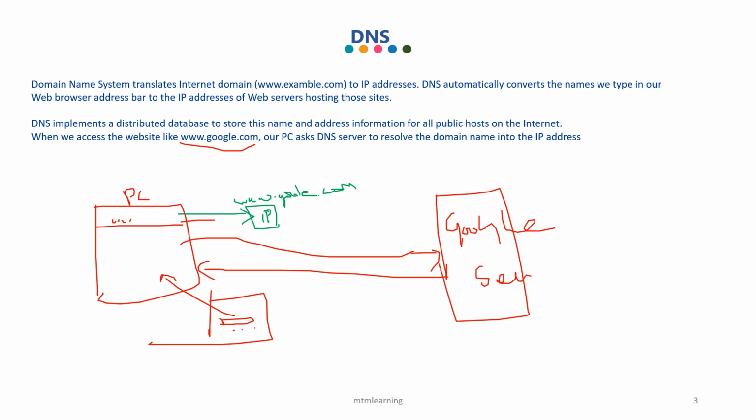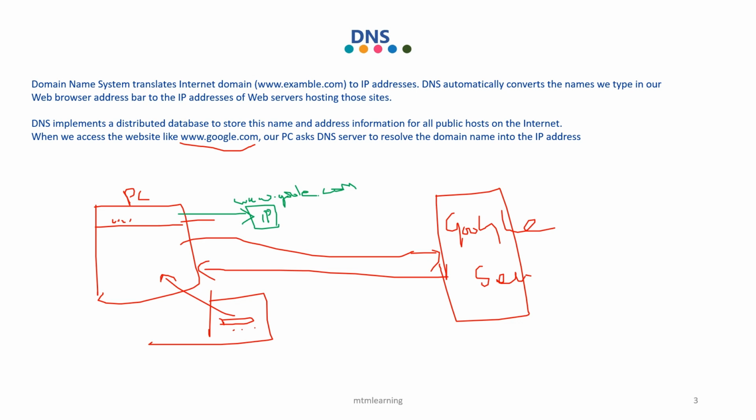So what you're supposed to do, you're not supposed to write www.google.com. You are supposed to write an IP address of google.com. But is it really practical to do so? Really not. You can't remember an IP address of google.com and so many websites you have.